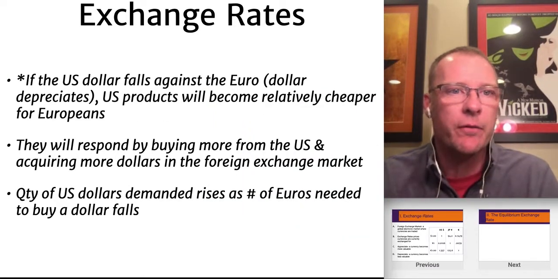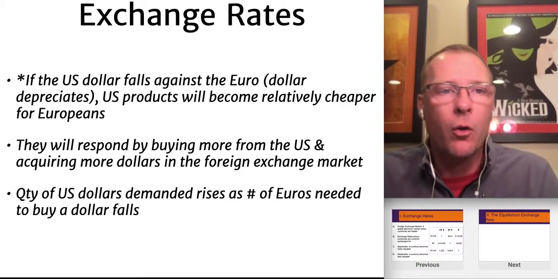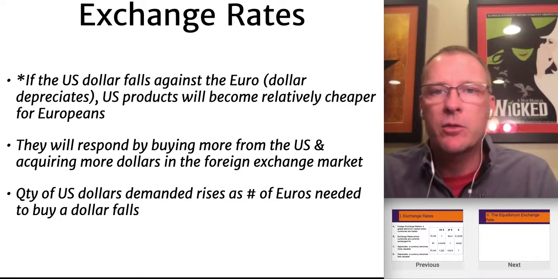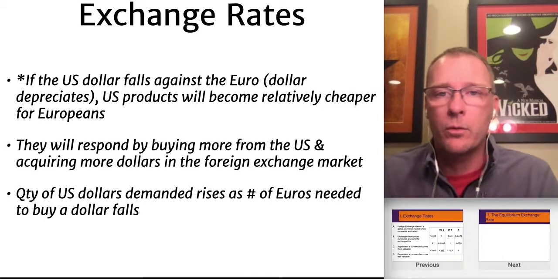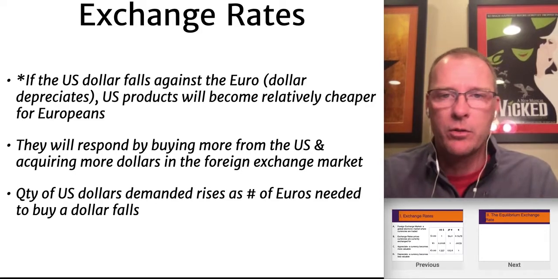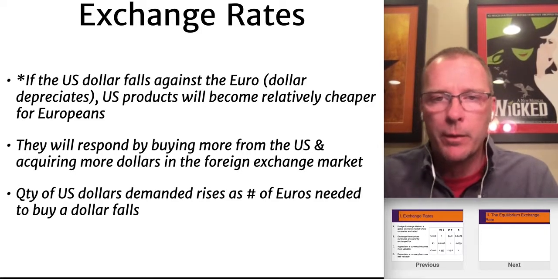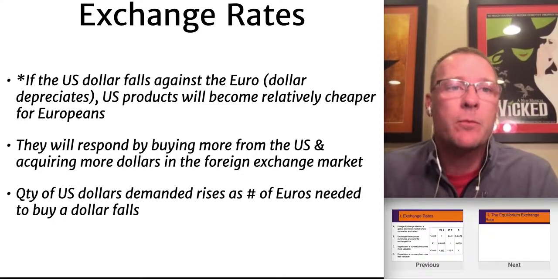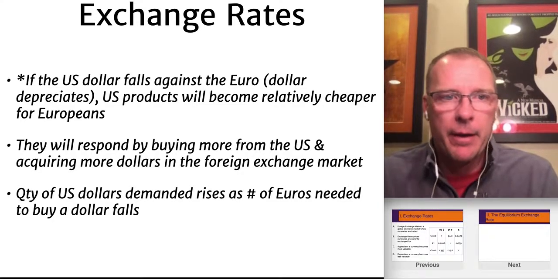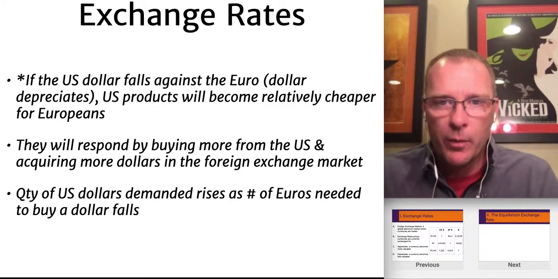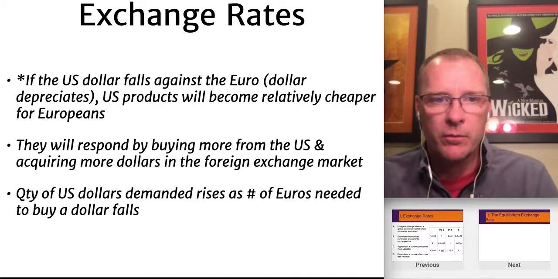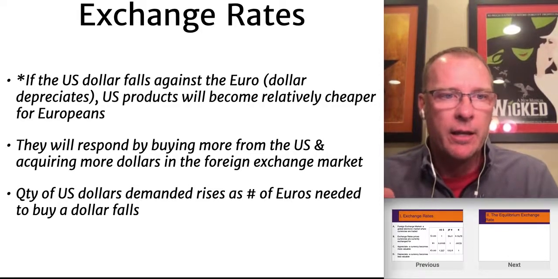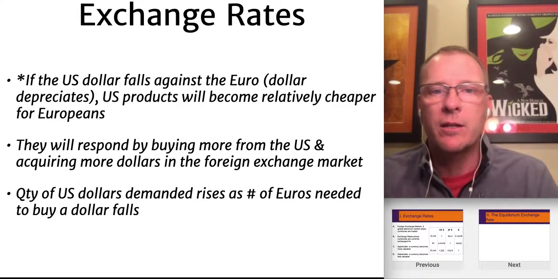So in an exchange rate, if the US dollar falls against the euro, that means the dollar is depreciating. It means US products are going to be relatively cheap for the Europeans. When they come over, they're like, oh, it only costs this much for property, or only costs this much for investment in this, or whatever it might be. It's going to seem relatively cheap. They're going to respond by acquiring more dollars in the foreign exchange market so they can buy more goods. So then, of course, what's going to happen? The quantity of dollars demanded is going to rise as euros are exchanged for dollars.